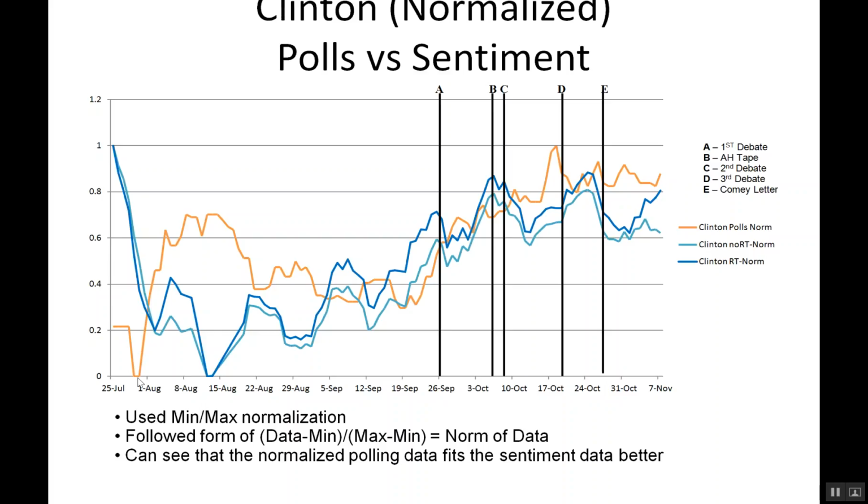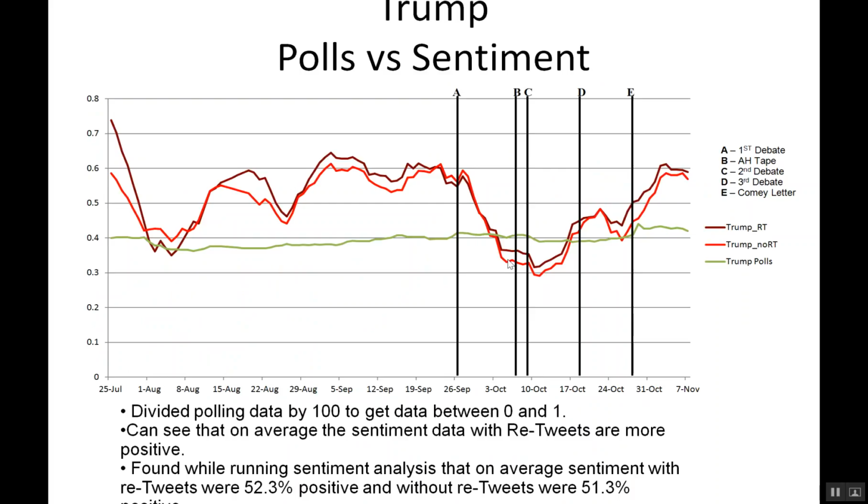And here is where Clinton was lowest in the polls. Here's where she was highest in the polls. Here's where she was lowest in sentiment. And here's where she was highest in sentiment, right in July 25th. So we can also see Trump against the sentiment.